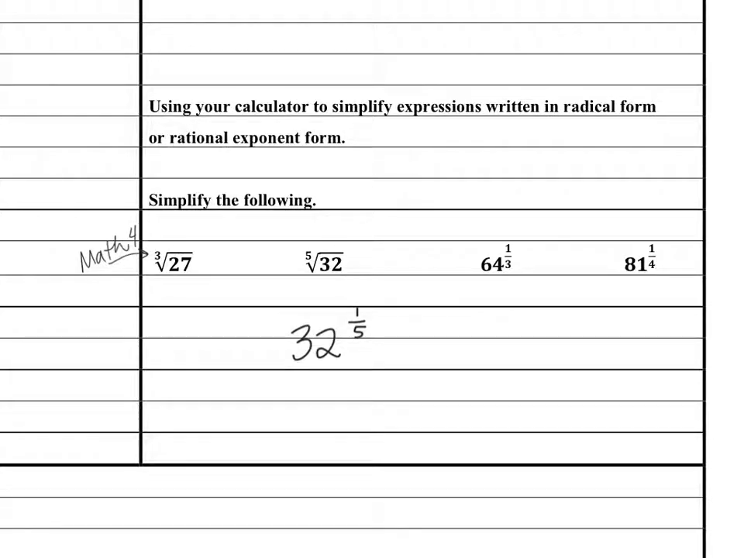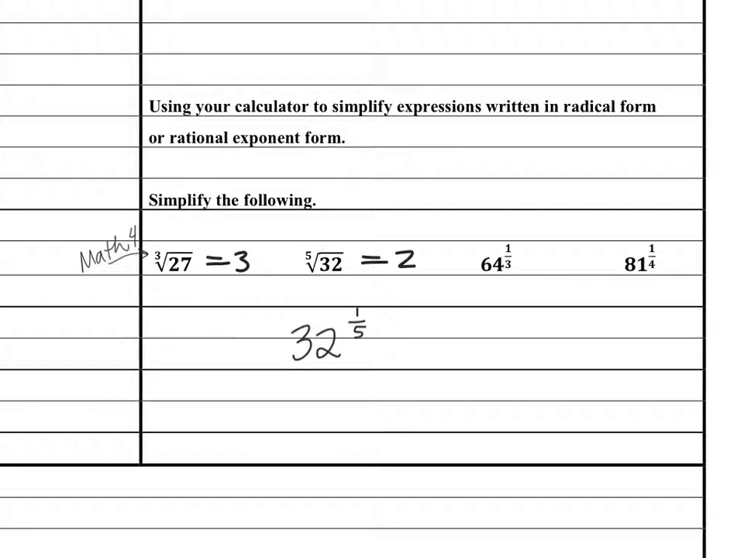3, and that makes sense because 3 times 3 is 9, times 3 is 27. I can do that in my head. Ellie, what's the 5th root of 32? 2. Good. 2 times 2 is 4, times 2 is 8, times 2 is 16, times 2 is 32, 5 times. Cube root of 64. 4.